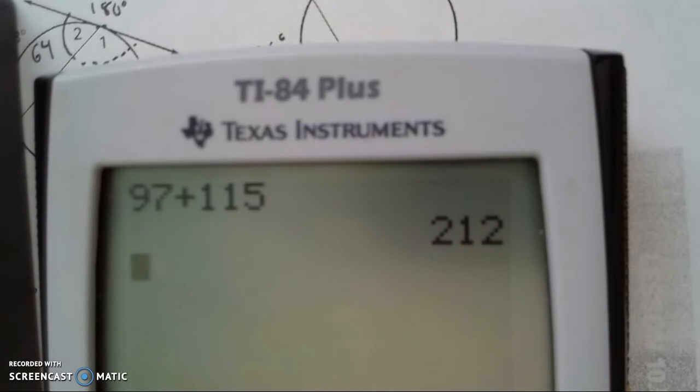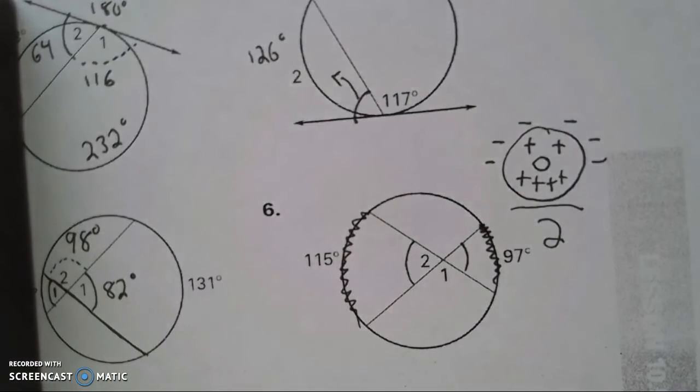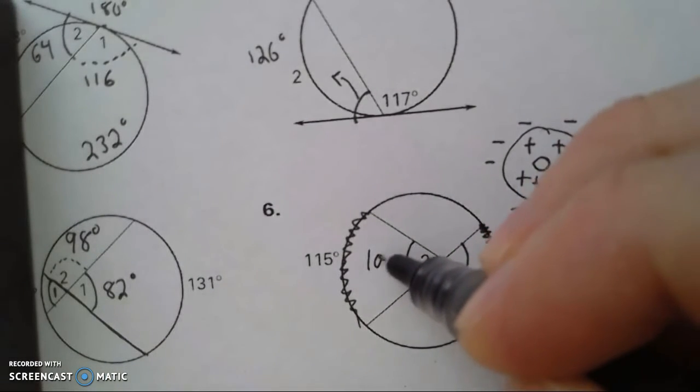The only time you don't divide it by 2 is when you're talking about a central angle. That's the only time you don't divide by 2. All right, so we divide it by 2, and we got 106. So angle 2 is 106.